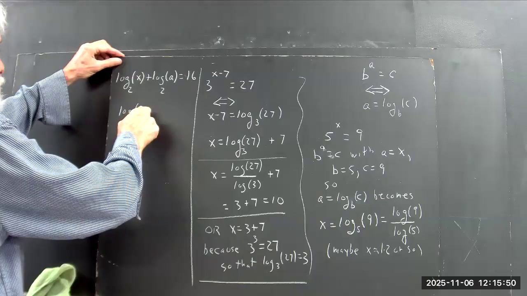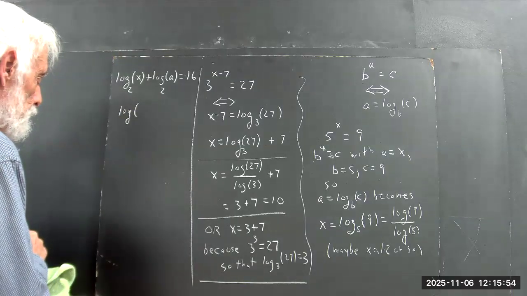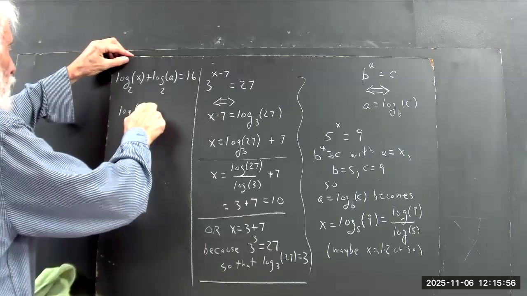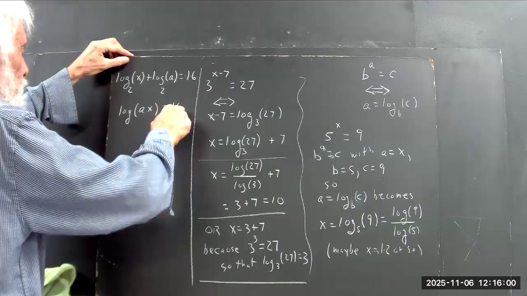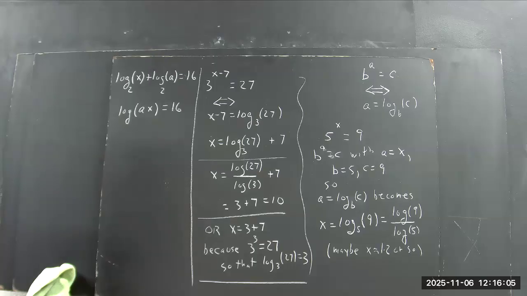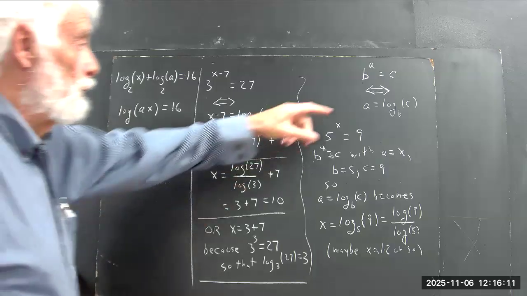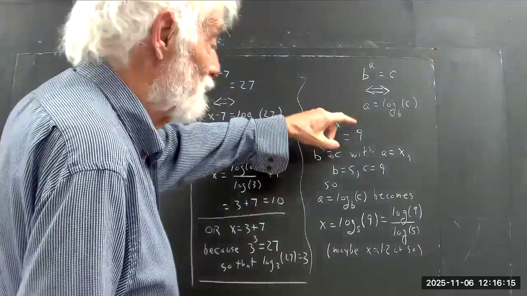Well, what you're going to get is log base 2 of, well, I meant to put a number in there other than a, but that's okay. We'll use a symbol. Log of ax equals 16. Okay, well, we want to solve for x. We're going to use this equivalence.